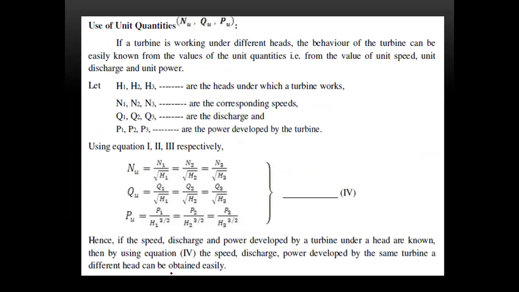What are the benefits of these unit quantities? If the turbine is working on different loads and heads, its behavior is easily known from the values of the unit quantities: the unit speed, the unit discharge and the unit power. Therefore H1, H2, H3 are the heads under different turbines. N1, N2 are the speeds, Q1, Q2, Q3 are the discharges, P1, P2, P3 are the powers. Using equations 1, 2, 3, we have drawn this.